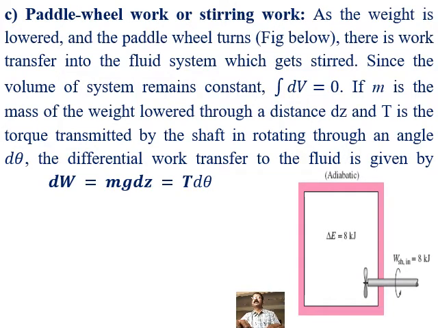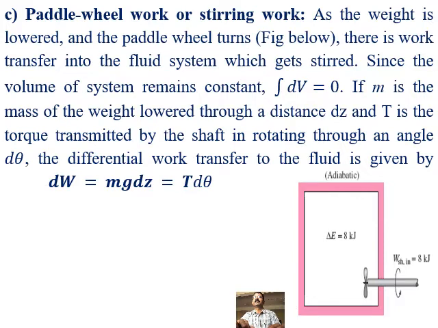Now here, if you observe this closed vessel, it is a control mass. It is a rigid vessel, so there is no change in volume. So integration of dV is equal to 0. Now if m is the mass of weight lowered through a distance dz, you know that if a mass is lowered or raised to a certain height, the energy or the work transfer is given by mgh. Here h is nothing but dz. The same work is transferred into this system through the stirring work.